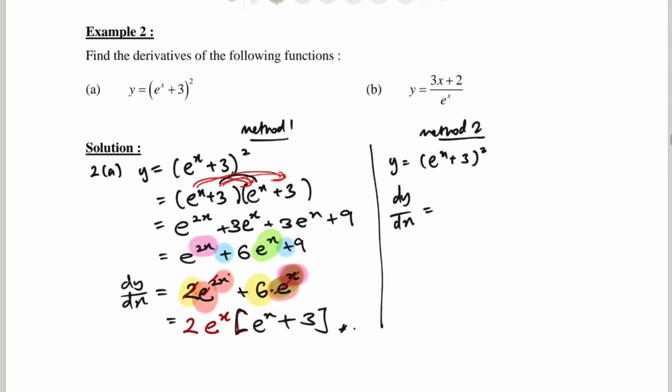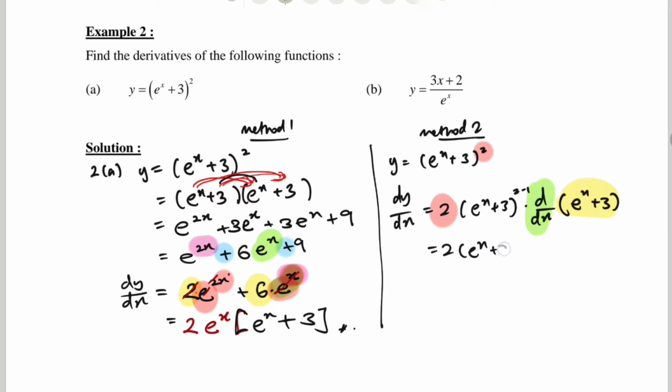Remember that the first step is to bring the power and put it in front. After that, copy the function and then subtract the power by 1. Lastly, multiply with the derivative of the function inside the bracket. So, do take note that we have this term d over dx. That means we have to differentiate whatever is in this bracket.